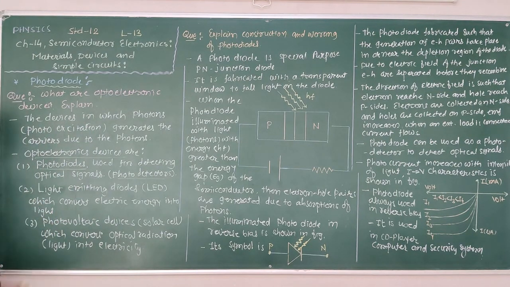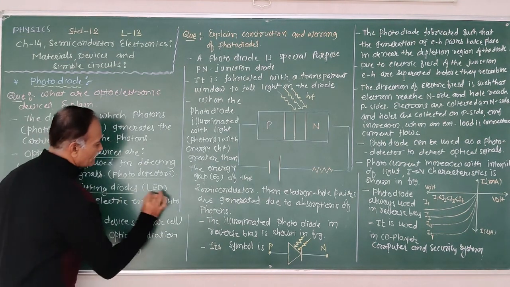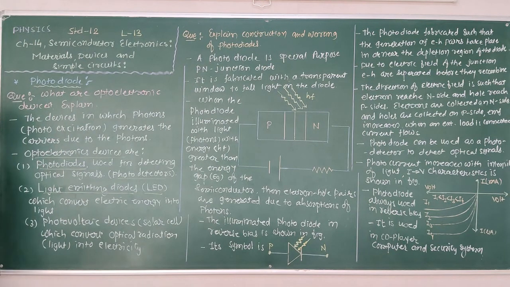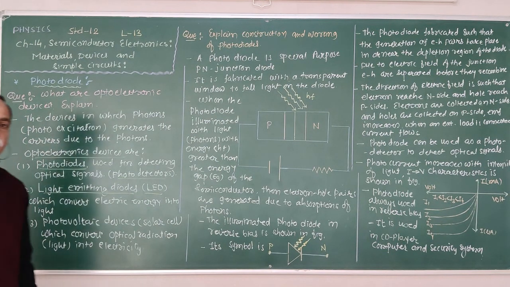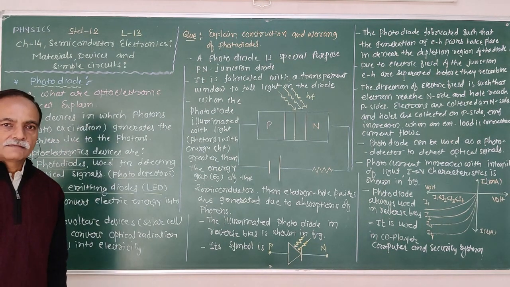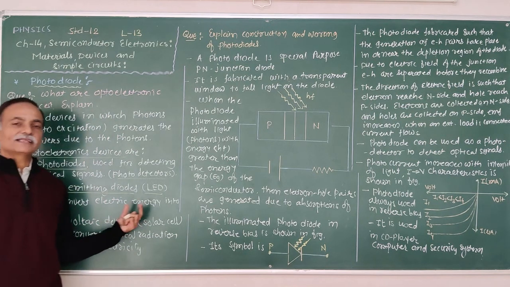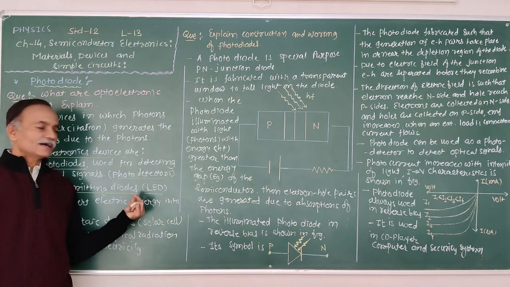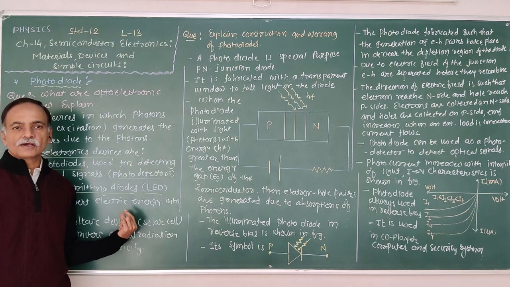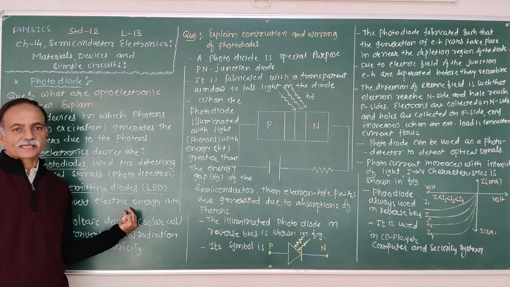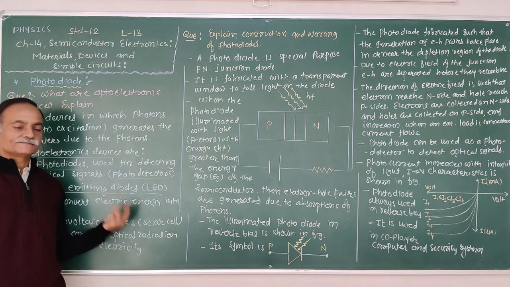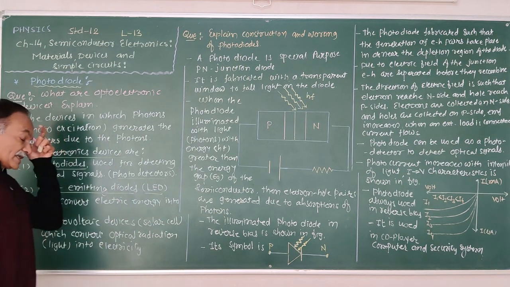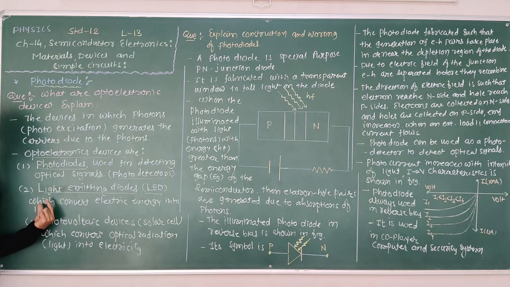Second is the light emitting diode, LED. At present we are using the LED bulb and LED tube lights in our house. When the book was written, at that time there was the new concept of emission of light energy from electricity. Right? Okay. So at present we are using the LED bulb and LED tube.